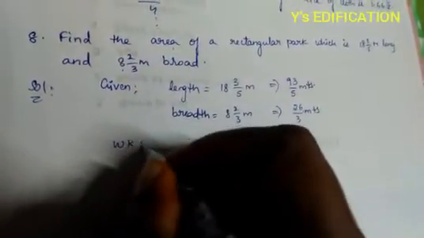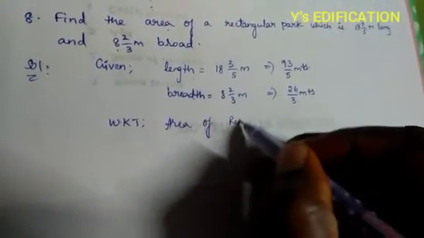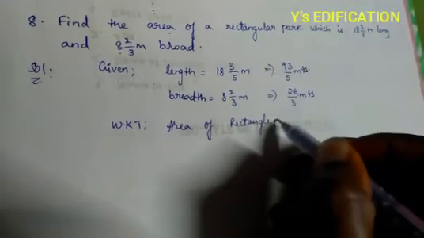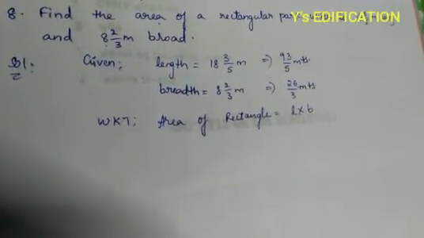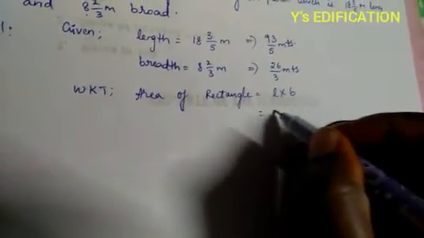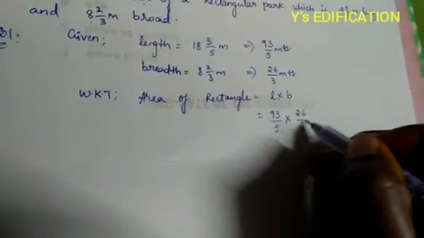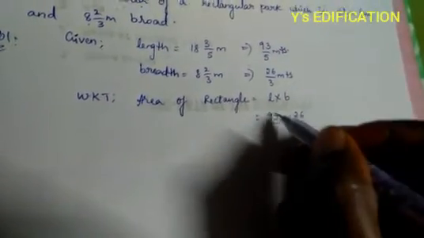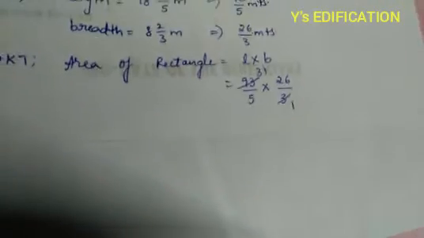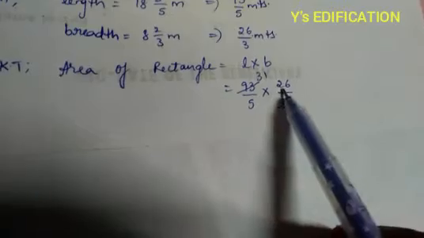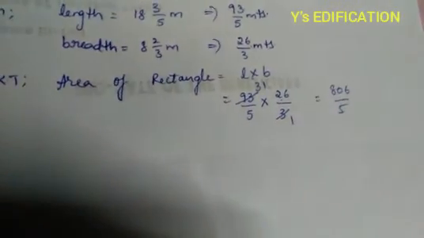We already know the area of a rectangle. What is the area of a rectangle? L into B. Not only here, everywhere. Area of a rectangle is L into B. Okay. L means 93/5 into breadth, 26/3. 3 into 31, so 31 into 26 is 806. So 806/5.